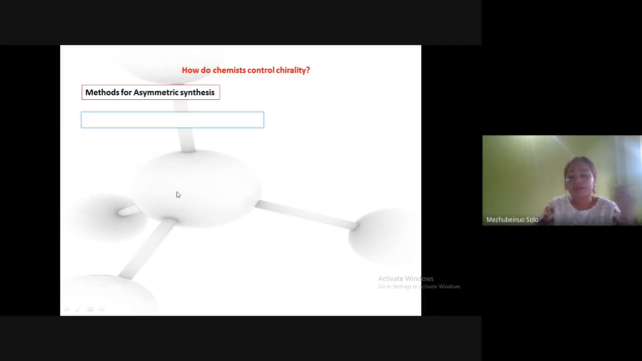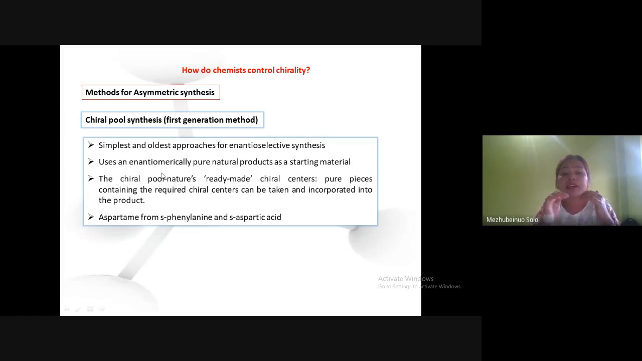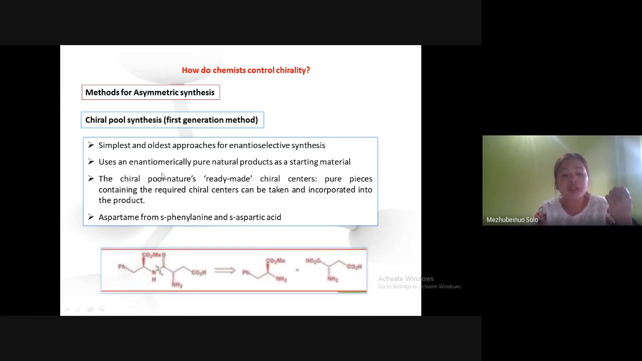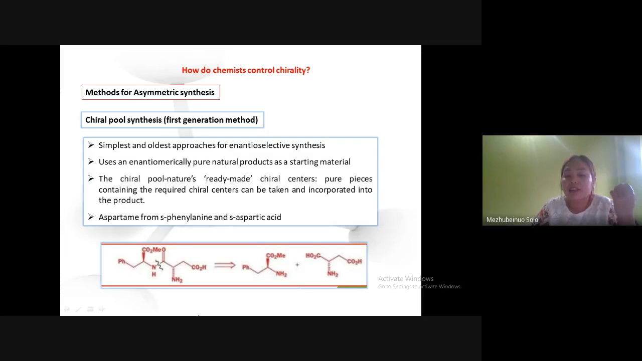So the first one is chiral pool synthesis, which is the simplest and oldest approach for enantioselective synthesis, and it uses an enantiomerically pure natural product as the starting material. So see, in this case, we have aspartame. It is a nutritive sweetener, which is made from the starting materials S-phenylalanine and S-aspartic acid, which are natural products.